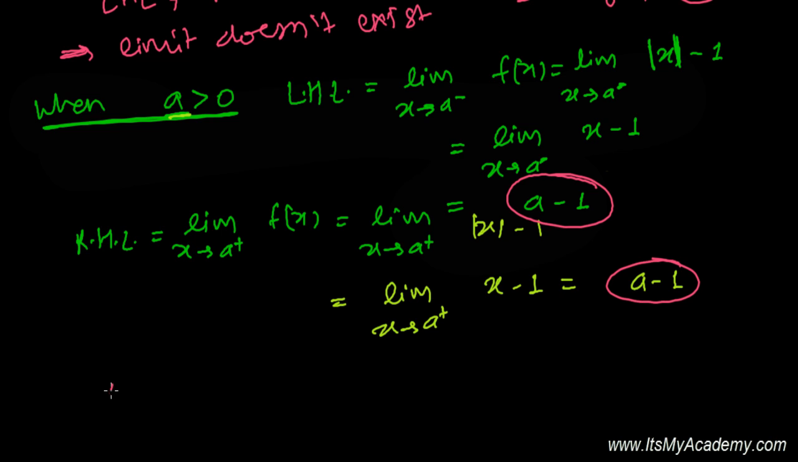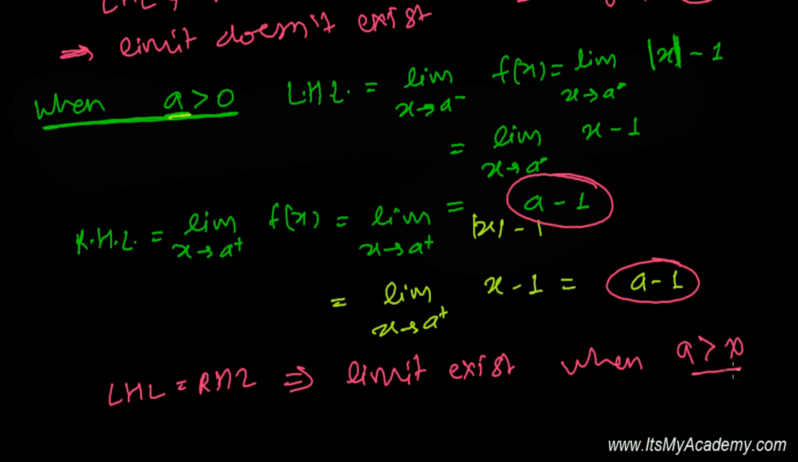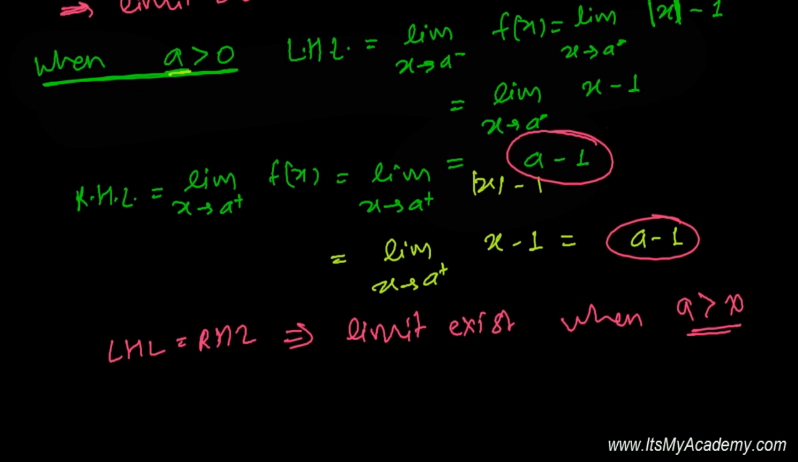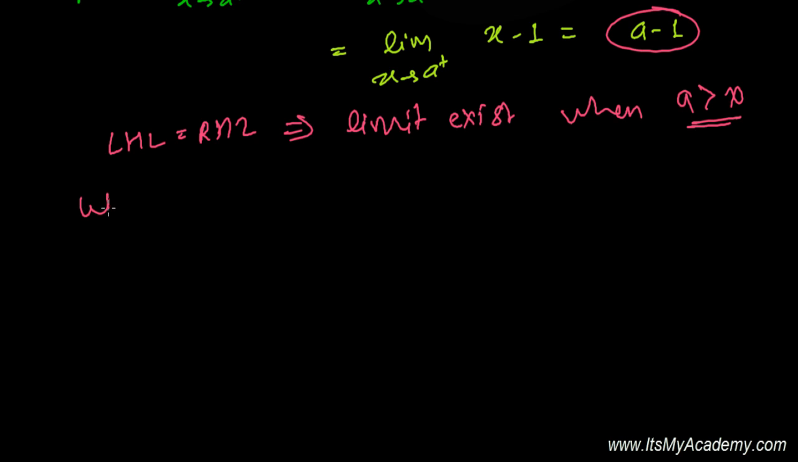So what I can say is that the left-hand limit equals the right-hand limit. This gives us that the limit exists when a is greater than 0. So when a is a positive number, the limit always exists. Now let's check when a is smaller than 0, it means when a is a negative number.